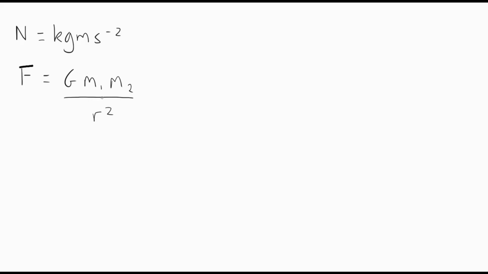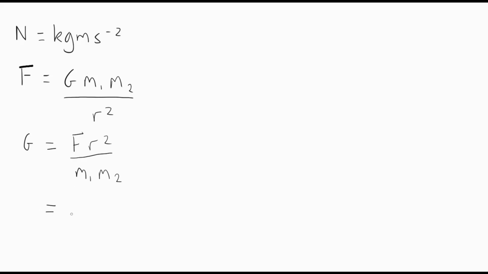Now, our task that we're going to set ourselves is to see if we can express this value of G in terms of fundamental units. So the first thing we're going to do is rearrange the equation to see what G is. Now G will be equal to F multiplied by R squared, and we will divide that by M1 times M2. Then what we'll do is express this in terms of units.